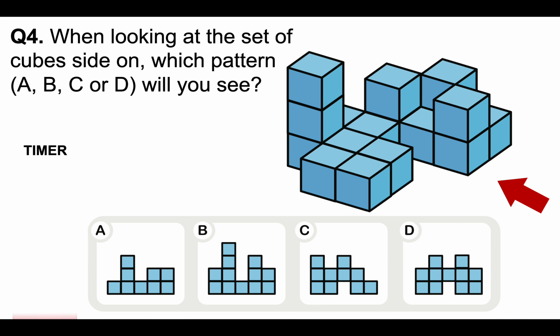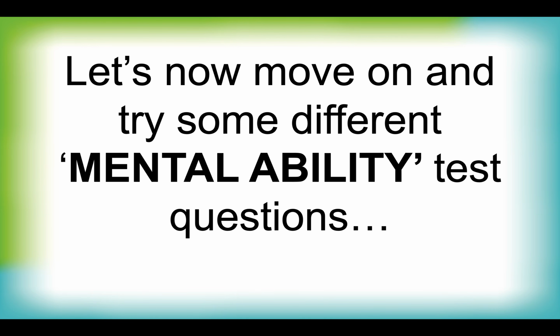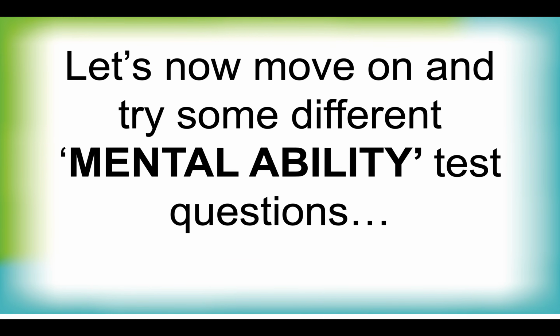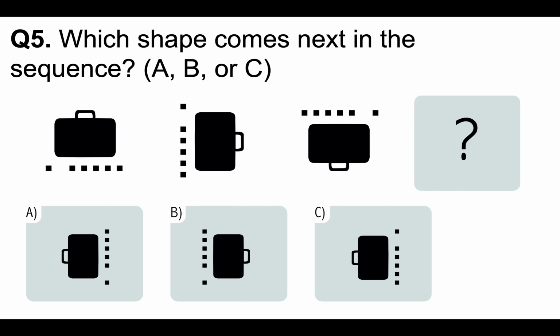You are doing brilliantly. Don't forget to put your answers in the comment section, and remember to always practice under time conditions, because when it comes to the real test, you will find it far easier. So let's now move on and try some different mental ability test questions. Question number 5. Which shape comes next in the sequence? Is it A, B or C?